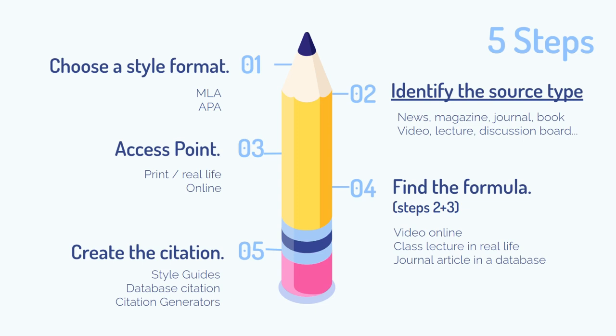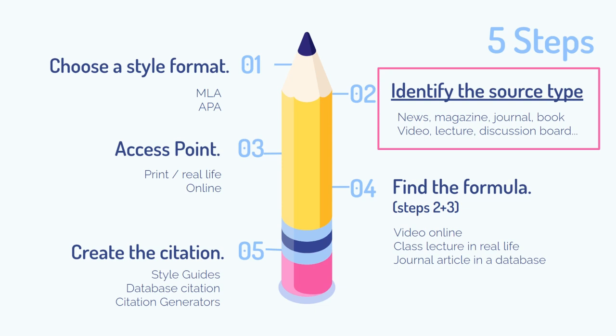And then finally, in step 5, you're going to create the citation. You're going to use a style guide or a citation generator and plug in the information into the correct formula that you found. Now, I know we talked about it being 5 steps, but honestly, I would say step 2 is probably one of the more difficult steps in this process.